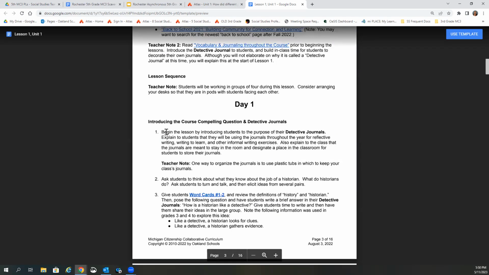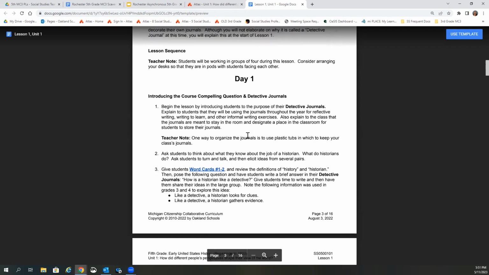So the lesson sequence is step-by-step, walking through every piece of the lesson. The MC3 is written for first-year teachers and long-term subs so that they could follow this lesson plan. So you'll notice it is very explicit and very step-by-step. So as you read through it the first time, I'm sure you'll notice, especially you veteran teachers, there are places where you might condense things or where you don't need quite as much direction as is in here. And so just keep that in mind as you go through.